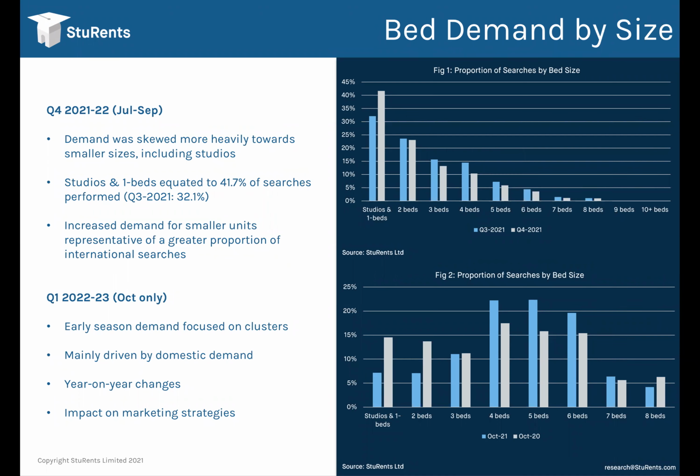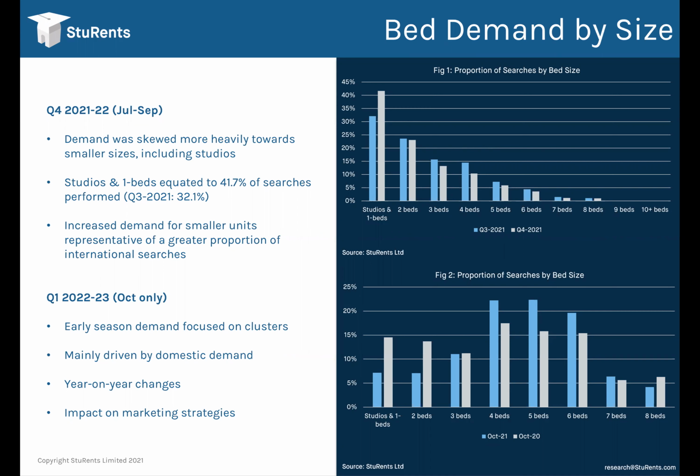In terms of year-on-year changes, we can see from figure 2 that it is broadly in line with the previous year. There is a slight change there. In October 2020, we saw ever so slightly more demand or searches being performed for studios and one beds, as well as 2-bed properties. And that's partly going to be attributed to an overhang of international searching, particularly late in the cycle from last year.